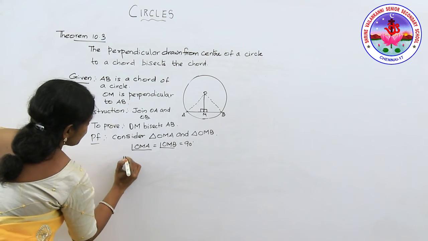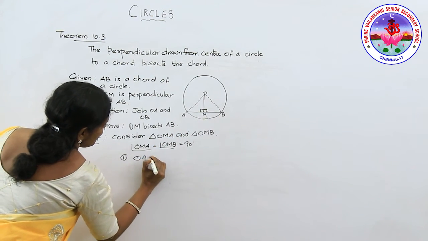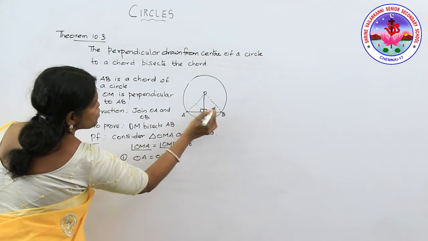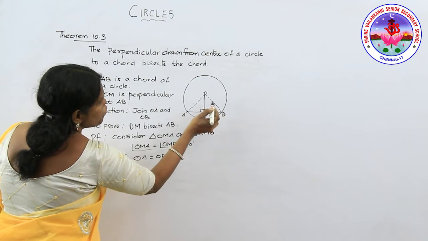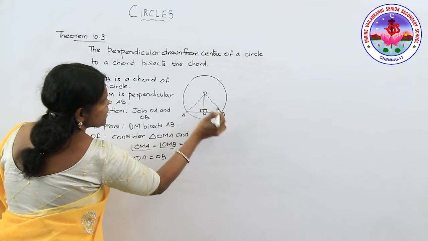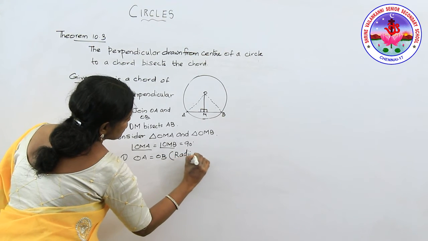So the first thing for congruence, I have taken OA and OB. OA and OB are the two sides of triangles OMA and OMB. They two are equal since they form the radii of the circle. So I am writing radii of the circle.